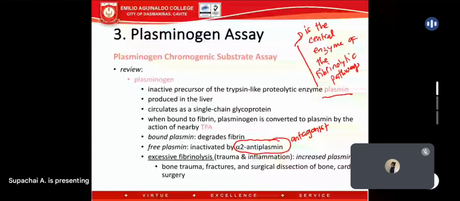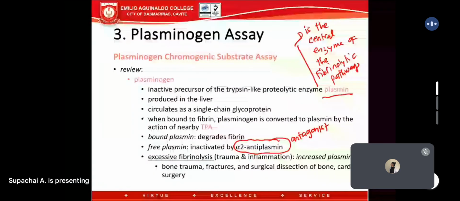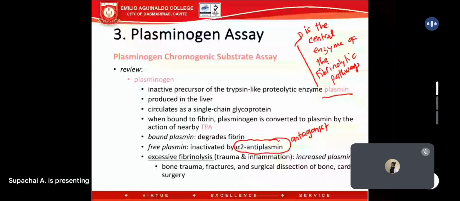So let's talk about the plasminogen chromogenic substrate assay. Let's review. Plasminogen is the precursor of plasmin, right? It is the inactive precursor of the trypsin-like proteolytic enzyme called plasmin. And plasmin plays a very important role in fibrinolysis. Plasmin is the central enzyme of the fibrinolytic pathway.